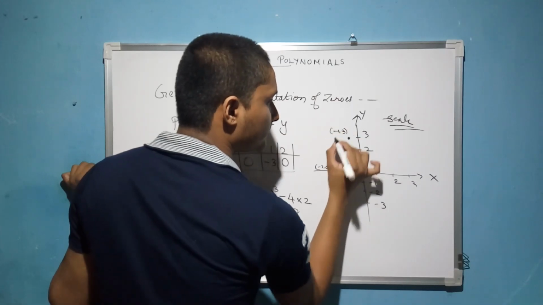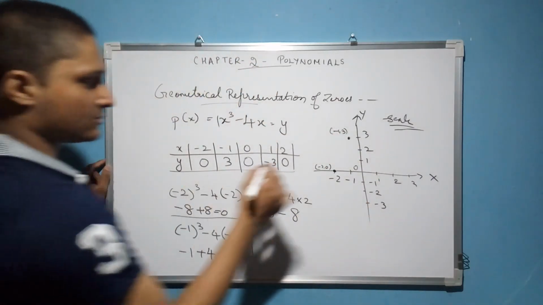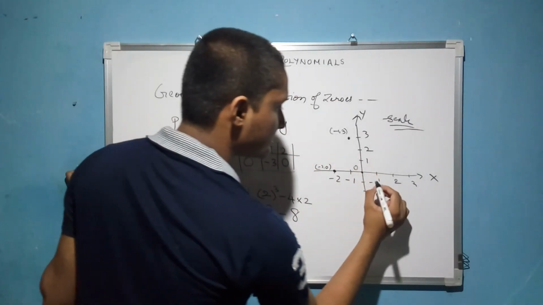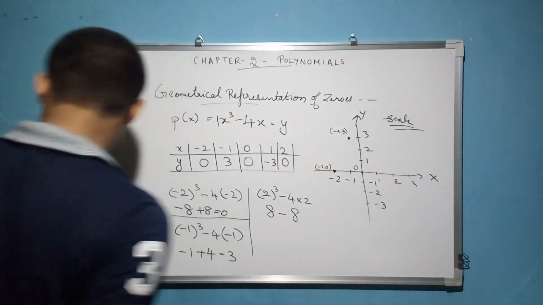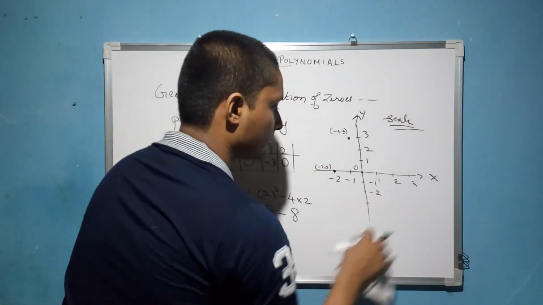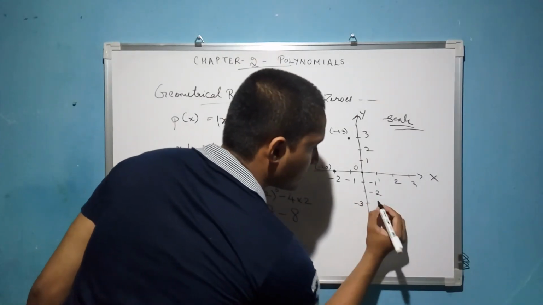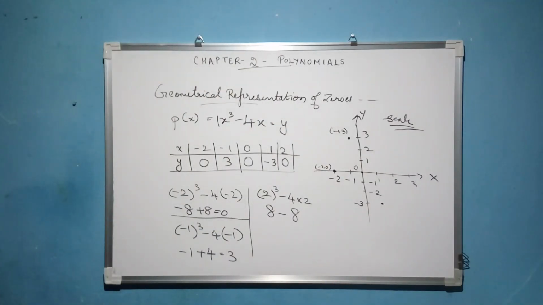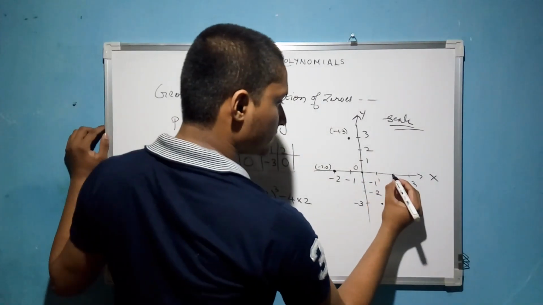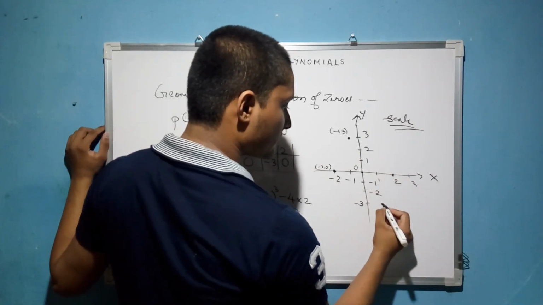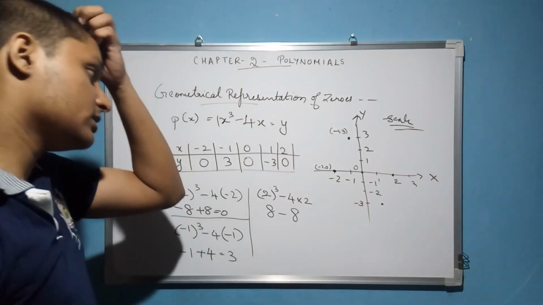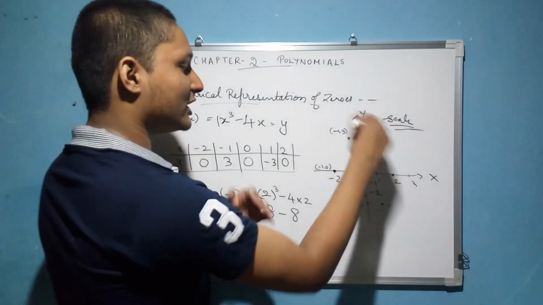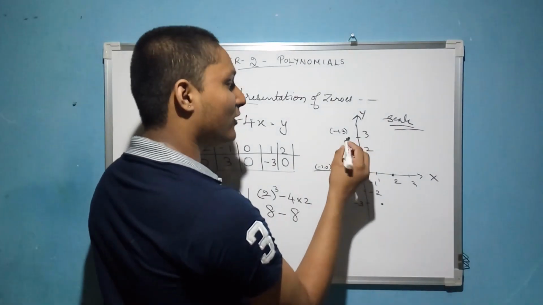-1, 3. Next you have 0, 0. That is the origin. Next you have 1, -3. I'll just rub this part. Let it be this side. 1, -3 comes here. Next you have 2, 0. This is the point. So I need to just join these points in that order itself. You can just go on joining here and there. You need to just join it in the order.